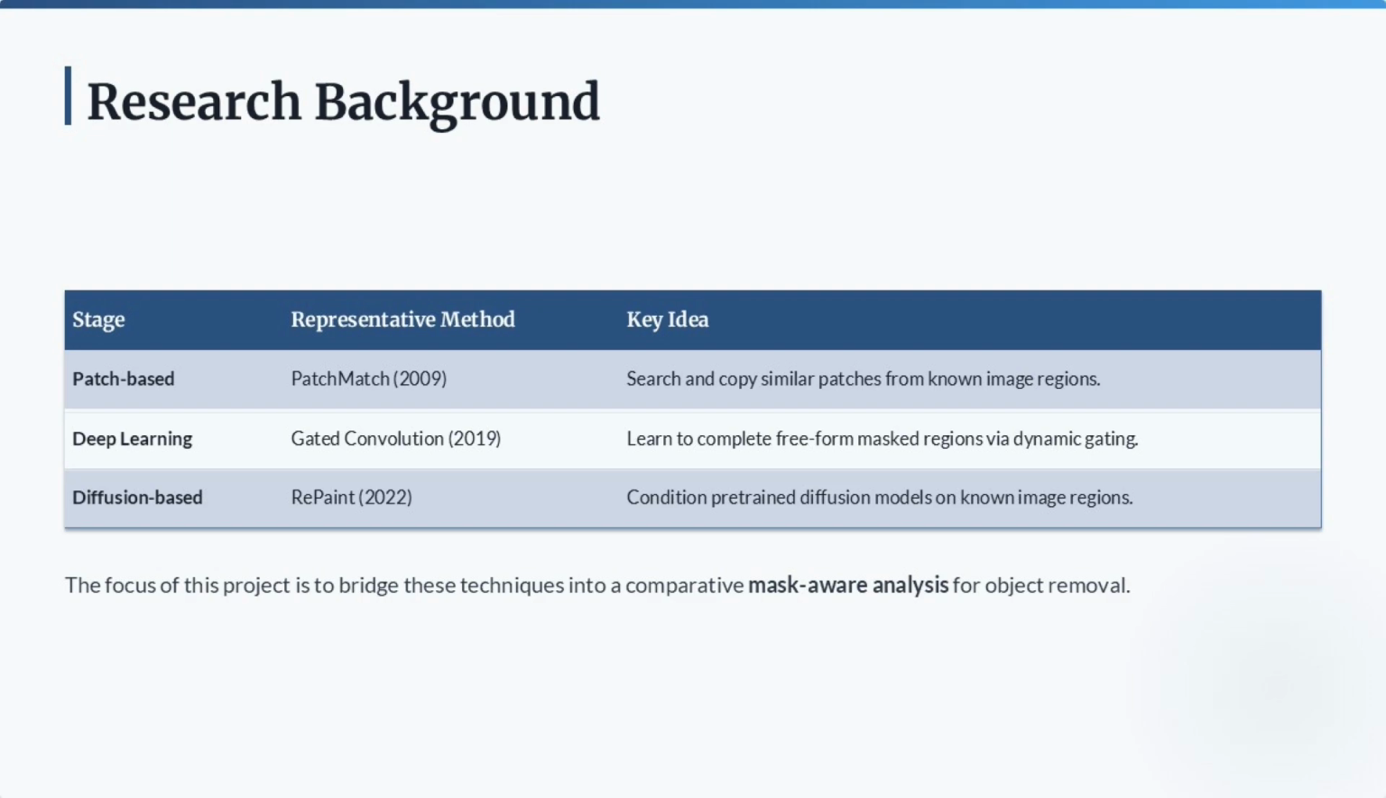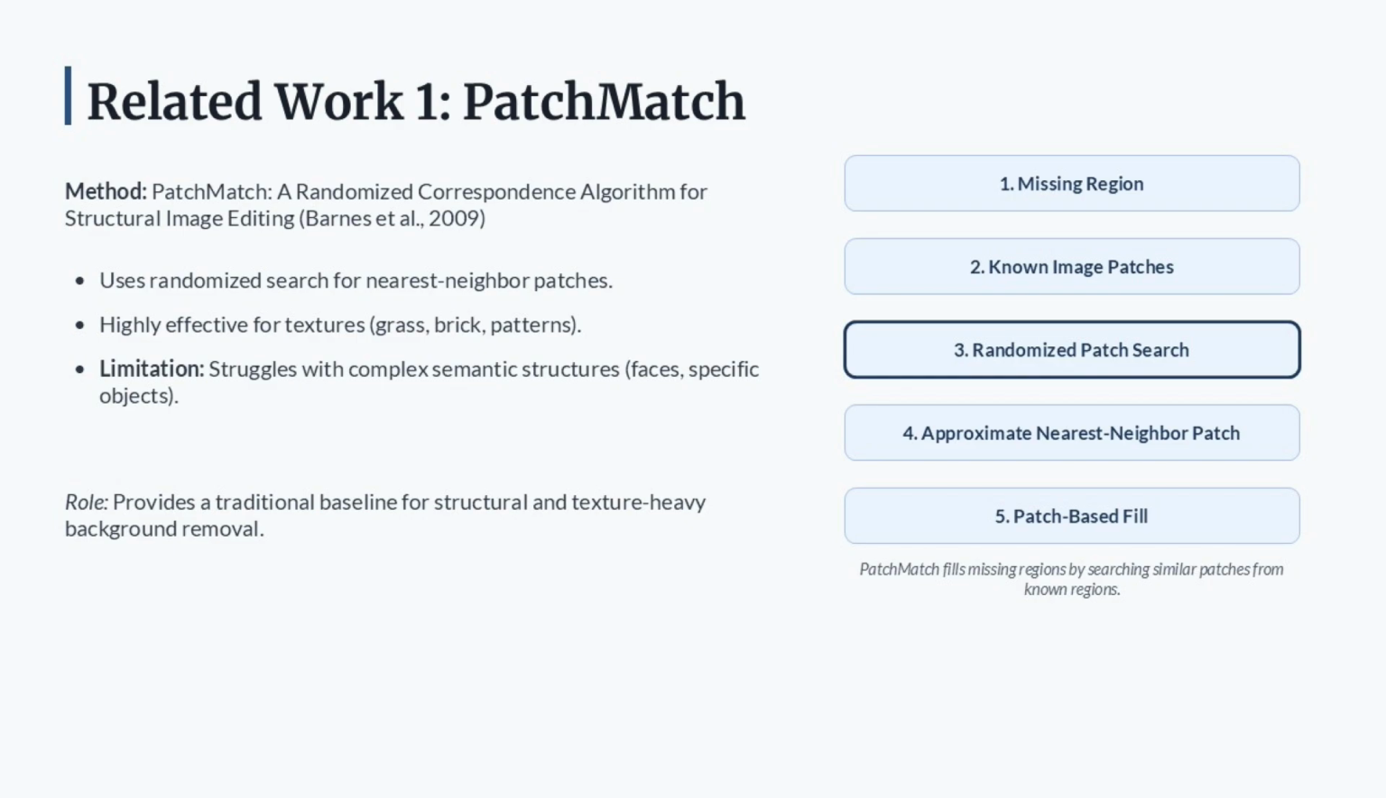Instead of only showing successful results, I want to understand how different mask conditions affect the result and when image inpainting may fail. The first related work is PatchMatch, a randomized correspondence algorithm for structural image editing, proposed by Barnes and colleagues in 2009. PatchMatch represents a traditional patch-based image editing approach. The core idea is to use randomized search to find nearest neighbor patches in the known regions of an image. These similar patches can then be used to fill the missing region.